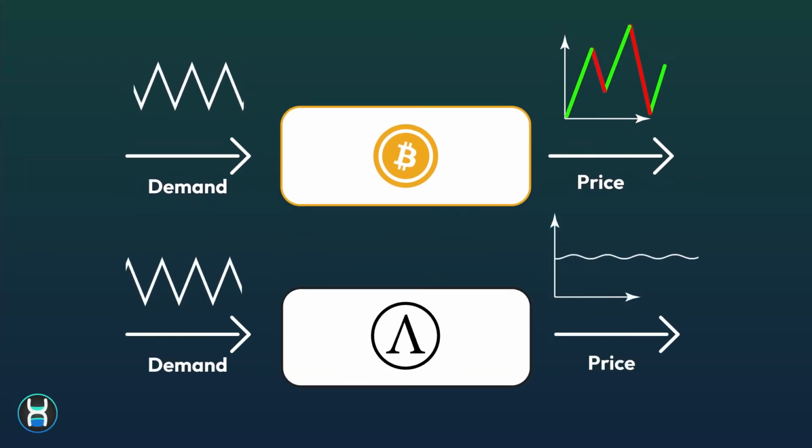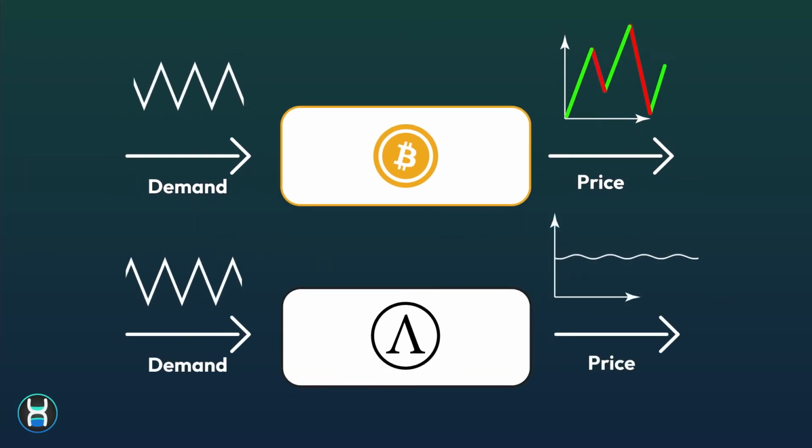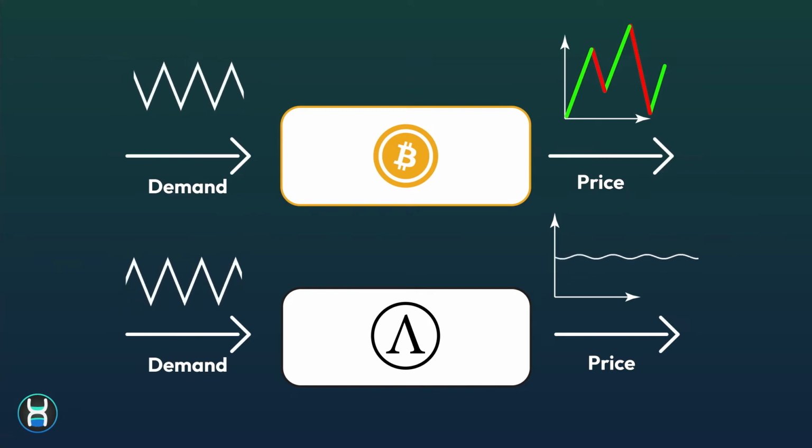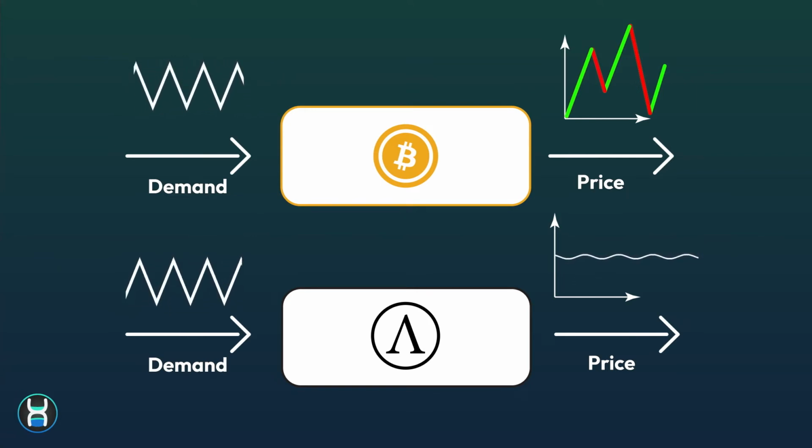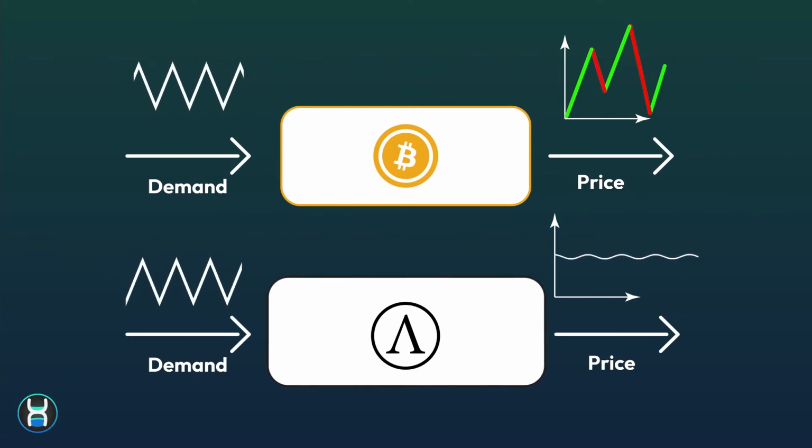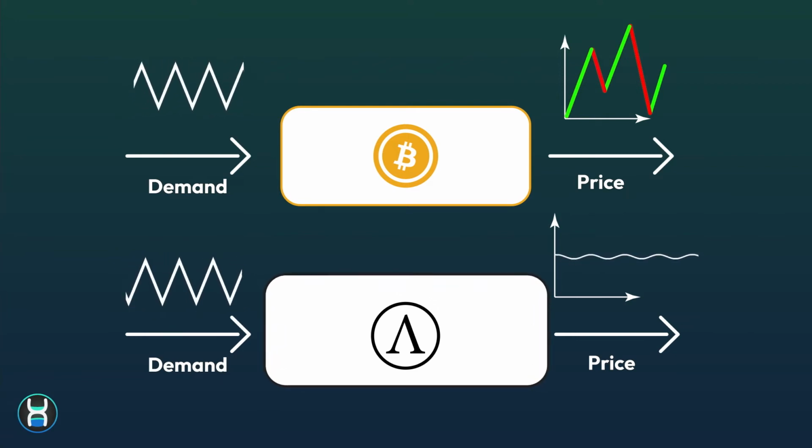In contrast, Ampleforth's price is relatively stable in response to demand. Ample does this by using a feedback loop through a ChainLink oracle to fluctuate its supply instead. For a more detailed explanation on how this works, click this link.